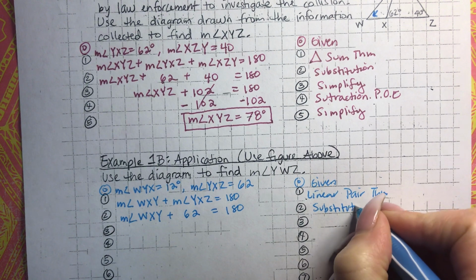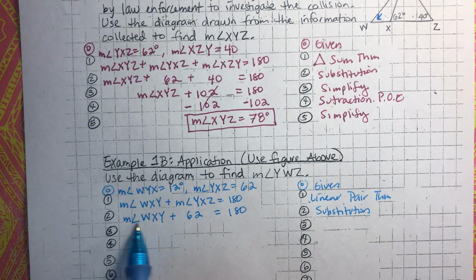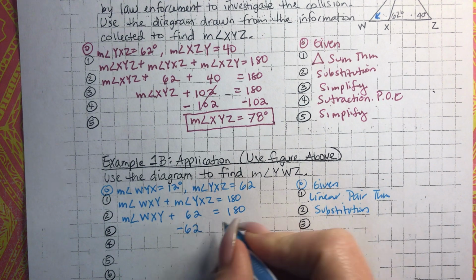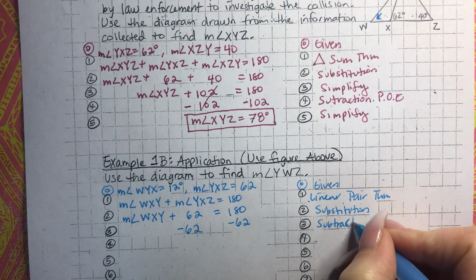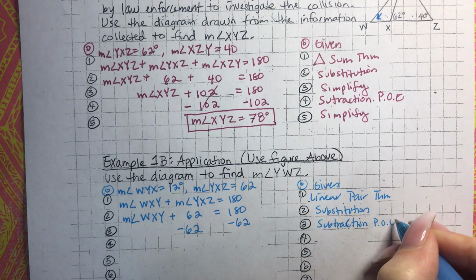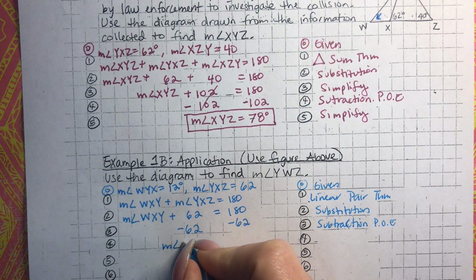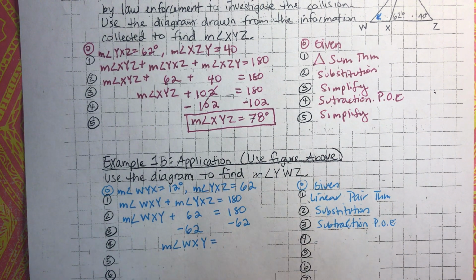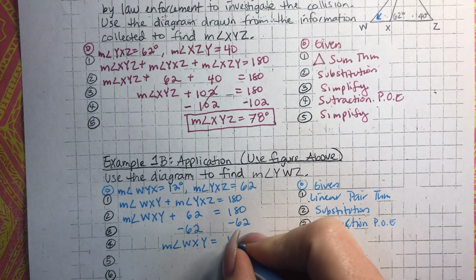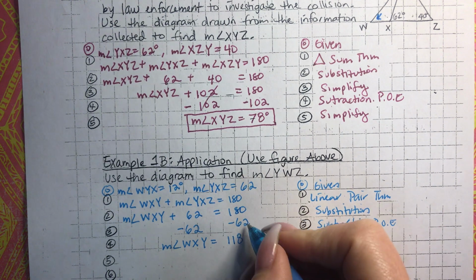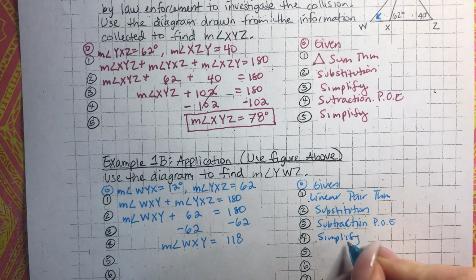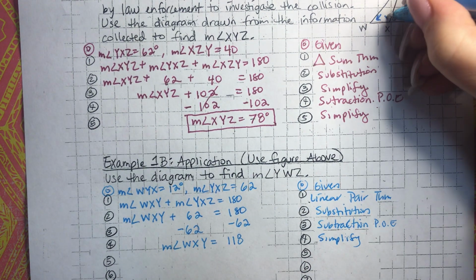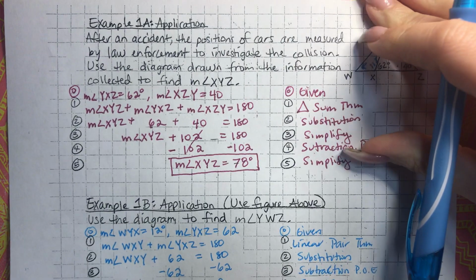And then what do we do next? Yeah, we just solve. We just need to isolate this. So I'm going to use that subtraction property of equality. Subtract 62 from both sides. And 180 minus 62 ends up being 118. All right, that's simplify. Perfect. Now we know this is 118, right up here in this picture.